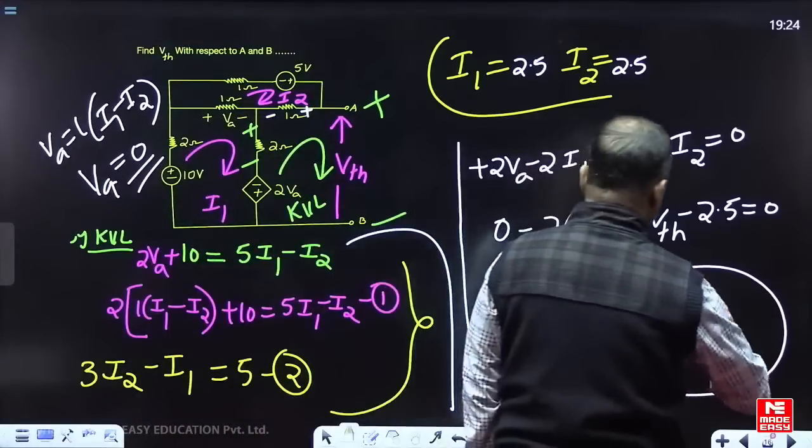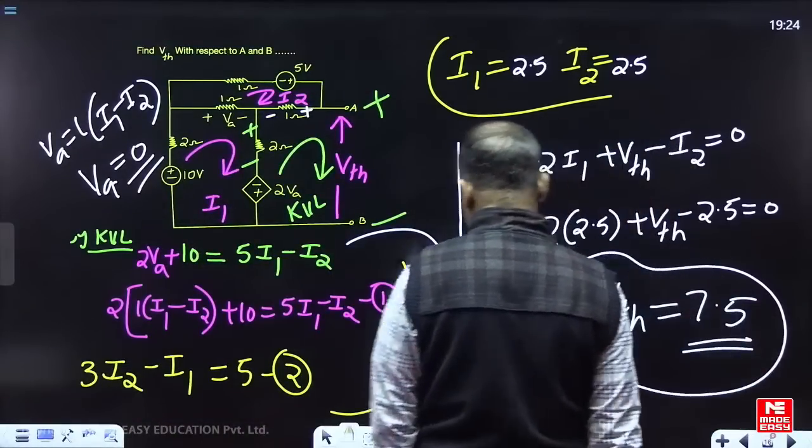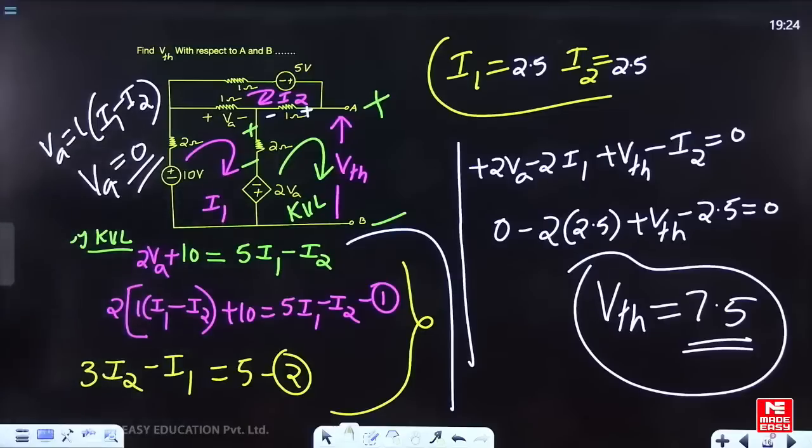Now how much is VTH? VTH is 7.5 volts. Okay. The theorems, especially Thevenin's theorem and the maximum power transfer theorem, these two are very important.